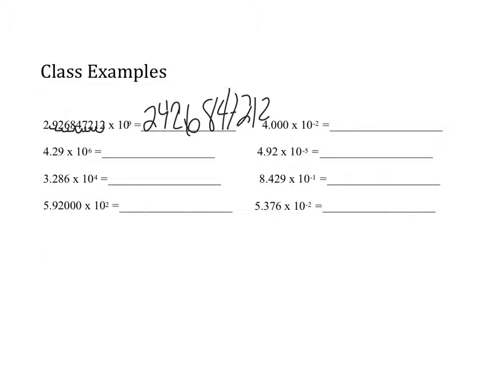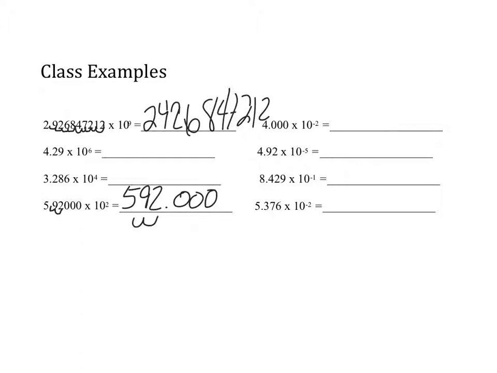Let's look at that last one. 5.92 times 10 to the negative 2. Times 10 to the negative 2 means we're going to move the decimal twice, and we're going to multiply by 10 twice. So we're going to move it to the right 1, 2 times, which means my 5.92000 turns into 592.000. I moved my decimal 1, 2 times.